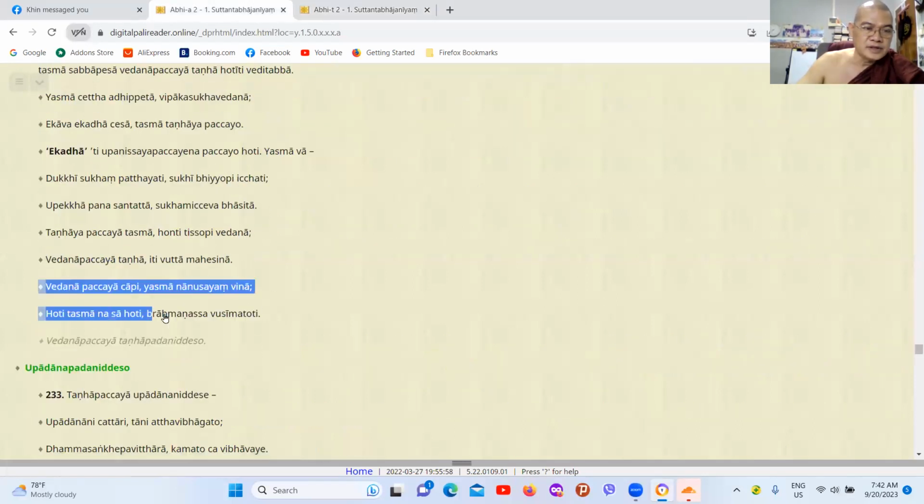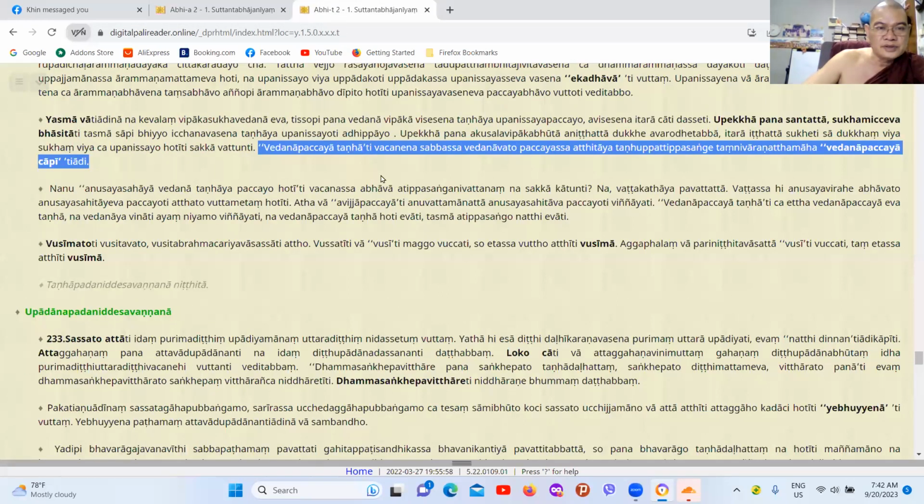Why did the Atthakatha mention the last verse here? Because there could be such a question. Because the Buddha simply taught vedana paccaya tanha, according to that, vedana could be any kind of vedana, of any kind of person there. In order to reject all kinds of vedana, now the Atthakatha mentions vedana paccaya tanha. So mentioning this gatha means not all kinds of vedana are the condition of tanha.